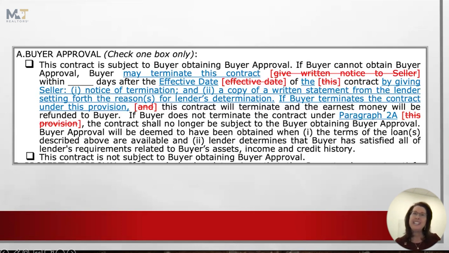Remember that option period is totally different from buyer approval. Option period is a walkaway period for any reason whatsoever within the amount of time that has been negotiated. Buyer approval specifically talks about the loan. So make sure you're understanding the two separate on that.